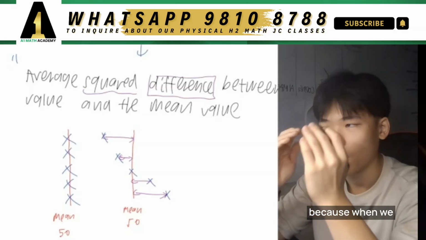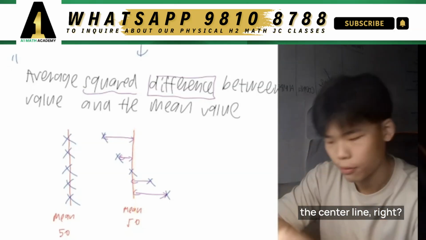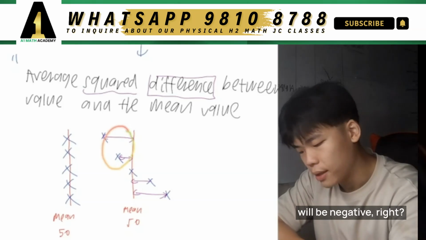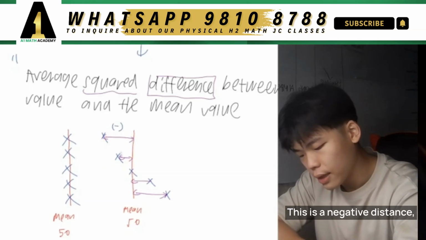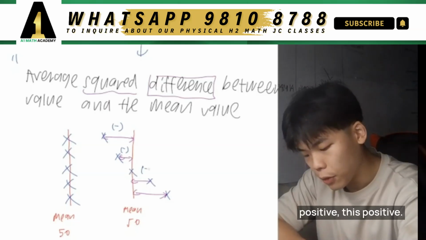And that's simply because when we measure distance, assuming this over here is the center line, the distance behind this will be negative. This is negative distance, or rather negative displacement. You can think of it that way. And then this is positive, this is positive.